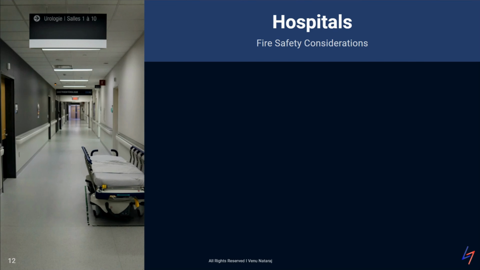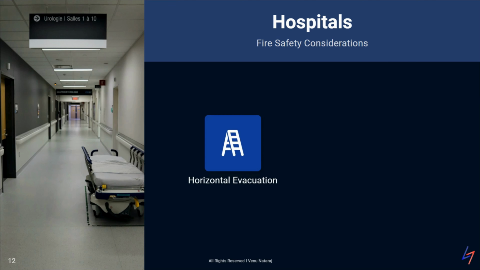In case of hospitals, they have their own set of considerations. Hospitals must be designed and operated with robust fire prevention and response measures. One of the biggest challenges to address is the horizontal evacuation. In the event of a fire, hospital patients may need to be evacuated horizontally to adjacent smoke-free zones rather than vertically.